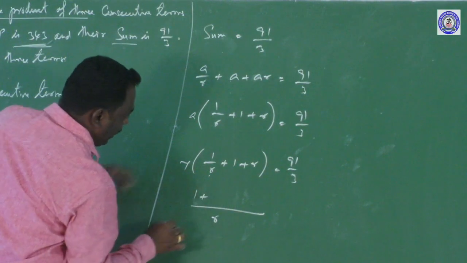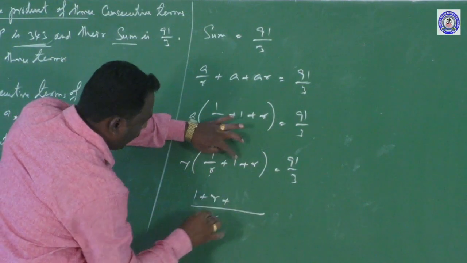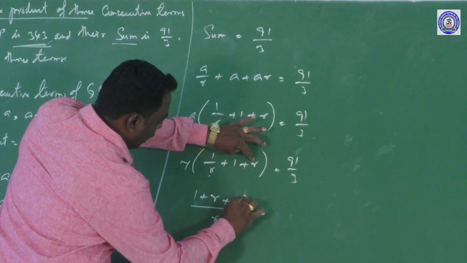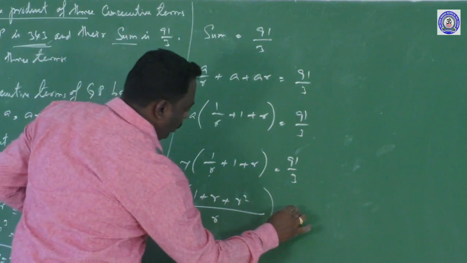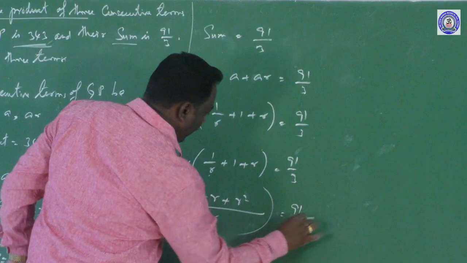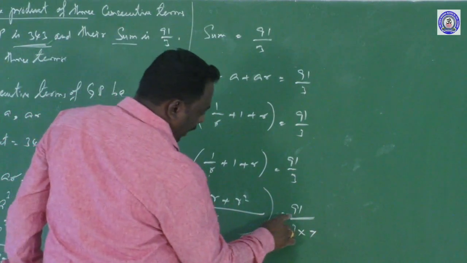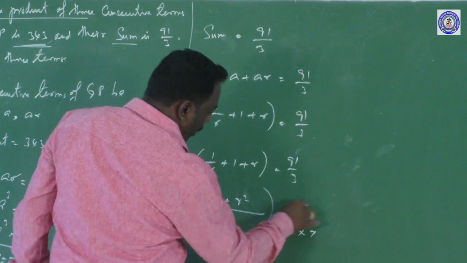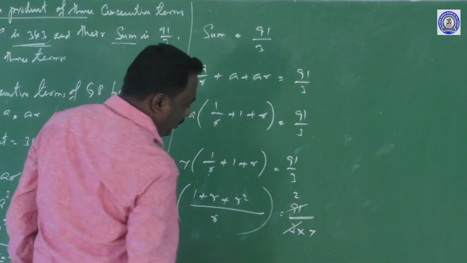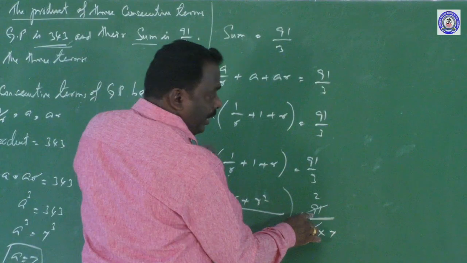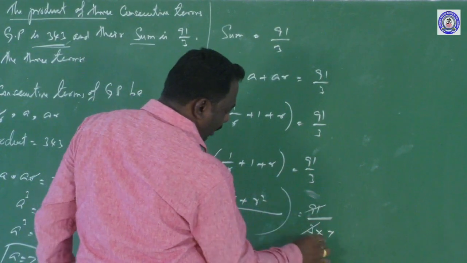Then write 1 as it is, multiply r, plus r into r, which is r square. Then that is equal to 91 by 3 into 7. Now it is cancelled by 3. How many times is it possible? 2 times is 6, remainder 3, so not possible. Therefore cancel here.